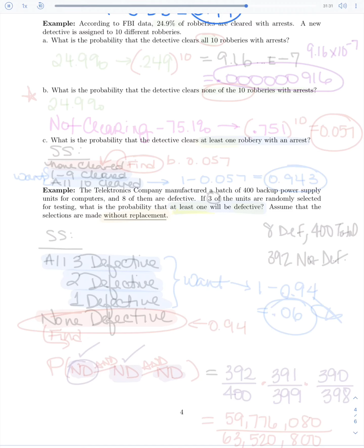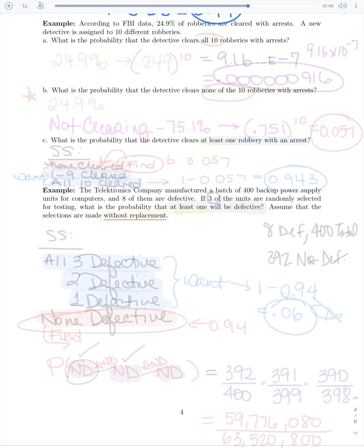FBI data, 24.9% of robberies are cleared with arrests. A new detective is assigned to 10 different robberies. What is the probability that the detective clears all 10 robberies with arrests?